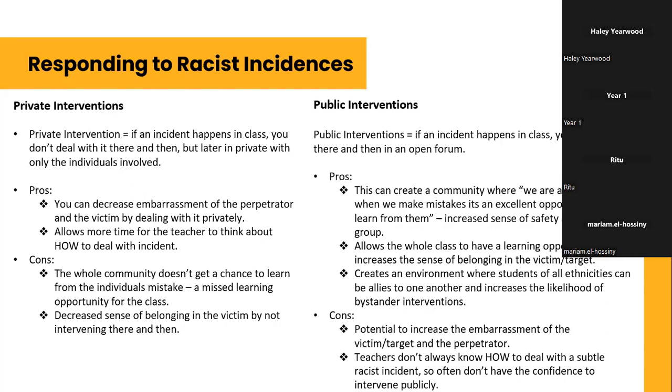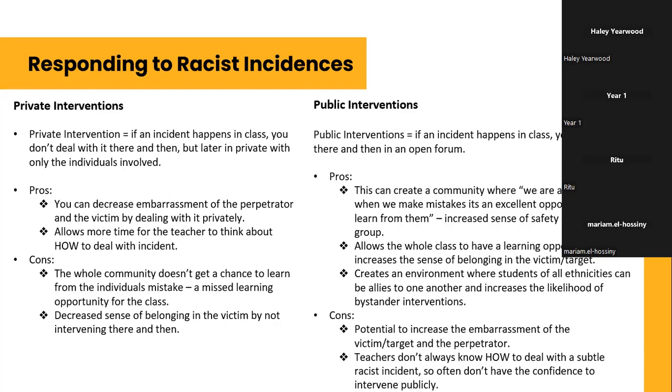The pros of a private intervention are decreasing the embarrassment of the perpetrator and the victim by dealing with it separately, away from everyone else. It can allow more time for the teacher to think about how to deal with the incident. It could be shocking, you may not know how to deal with it, and you might have to get some support as well. The cons are that the whole community doesn't get a chance to learn from the individual's mistake, so there's a missed learning opportunity for the entire class or the group that witnessed it. There's also a decreased sense of belonging for the victim by someone not intervening then and there when it happens.